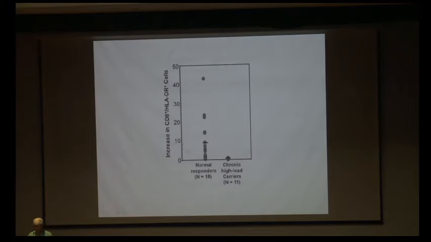PTLD. And in those patients who were normal responders and chronic high load carriers, again they showed that CD8 plus HLA-DR plus cells were higher in normal responders, but in chronic high load carriers they were fewer. But at the end of the study, none of the patients developed PTLD.